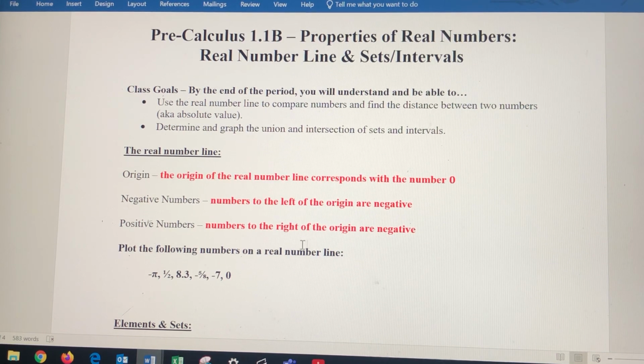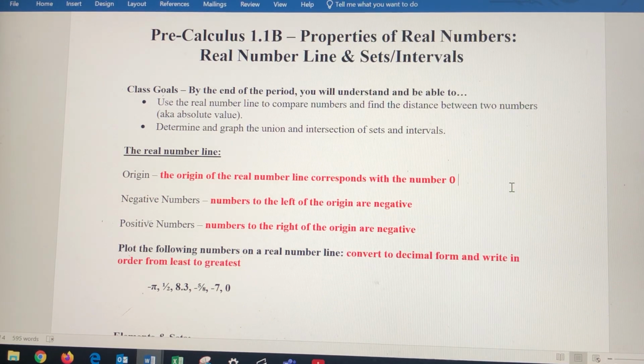So if we want to plot these on a number line, one of the good things to do if you've got numbers that are in different forms is to write all of them in decimal form. That way they're more easily compared. And then we're going to write them in order from smallest to largest. So we're going to convert to decimal form, and we're going to write in order from least to greatest. That'll make it a little bit easier for us to plot these on a number line.